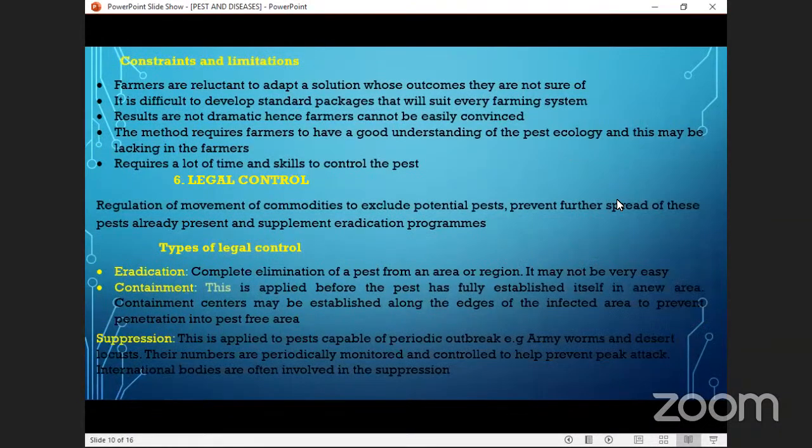So there are constraints and limitations. Why is it that most farmers don't use this method? Limitations or disadvantages of this method? Shania, read the advantages, disadvantages, and the limitations of this method, IPM.